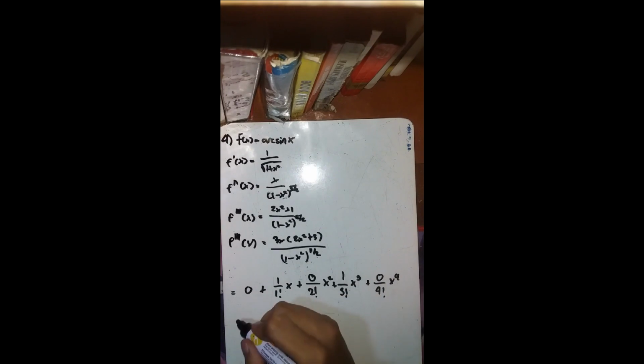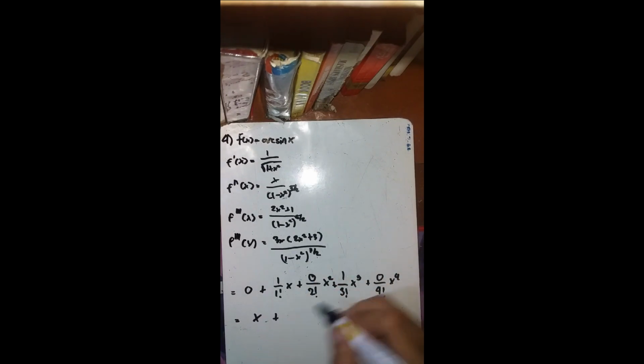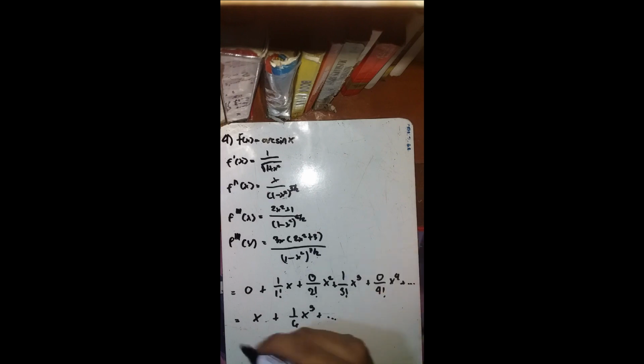Simplified, we have x plus 1 over 6 x cubed plus so on and so forth, because it's hard to differentiate when it gets higher and higher. So this is my final answer for my number 4.